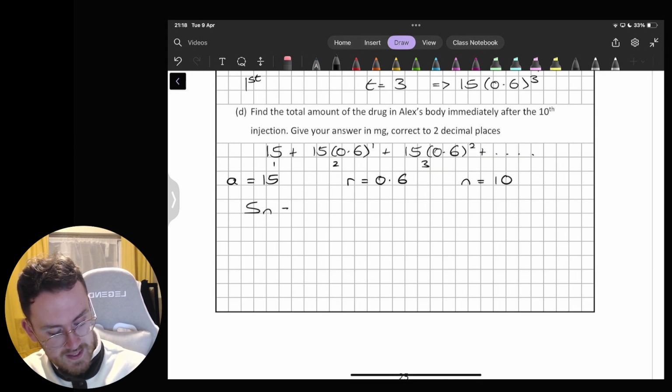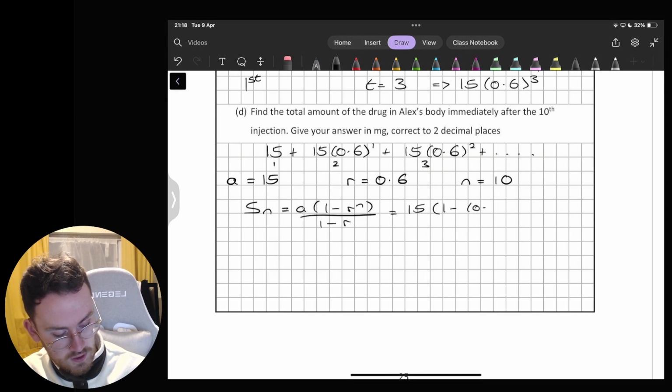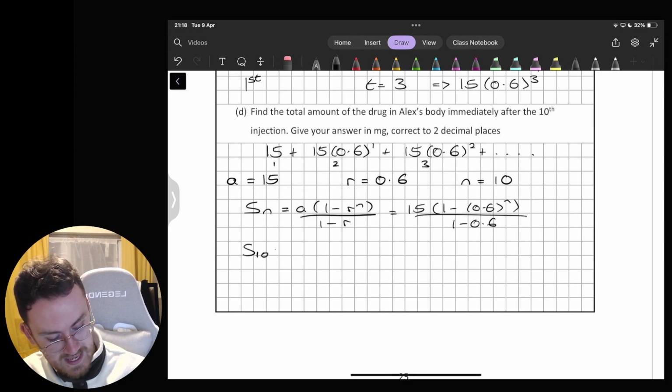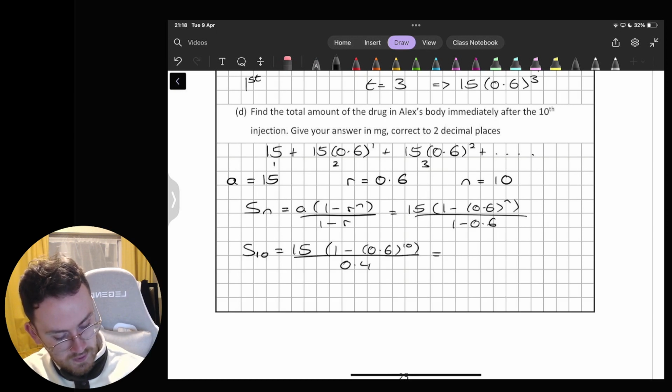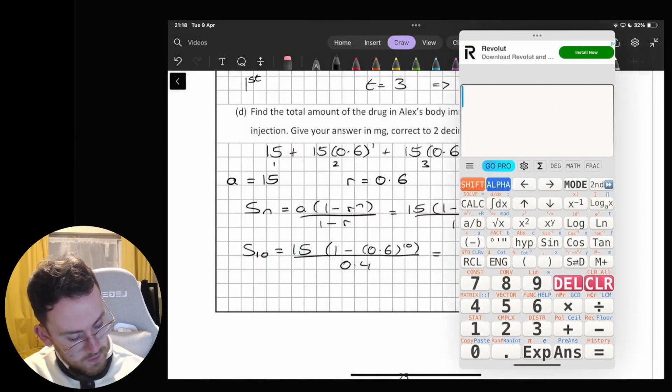So we're going to find Sn using our formula from before. We're just looking at the finite sum first of all here. So 15 times 1 minus 0.6 to the power of n, all over 1 minus 0.6. To find S of 10, I just need to fill in 10 for my value of n. Okay, and I can use my calculator to help me work that out.